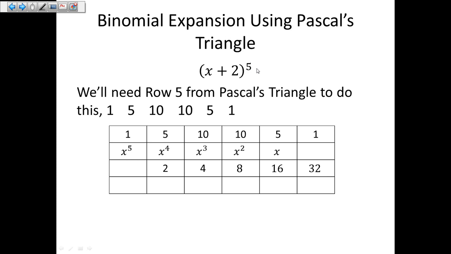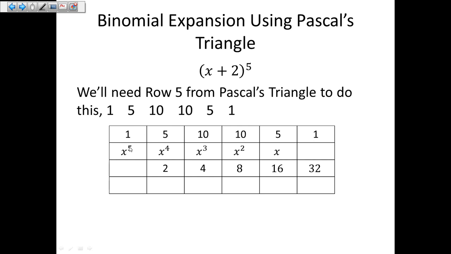I don't memorize row 5. If you ask me on the street one day, what's row 5? I don't know. But you know what? I know how to make it when I need it. It's 1, 5, 10, 10, 5, 1. So I made up to row 5, and here's row 5 in the table.